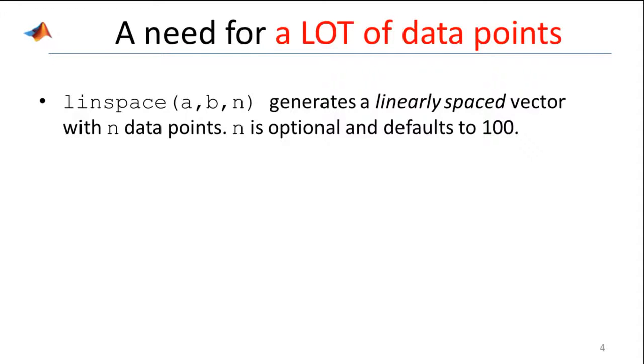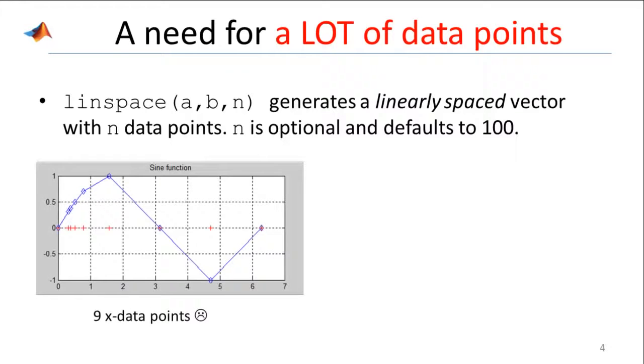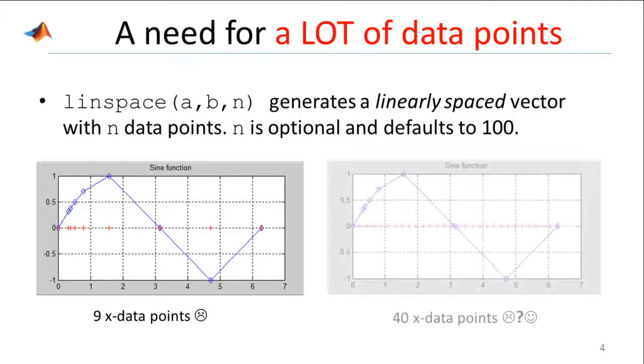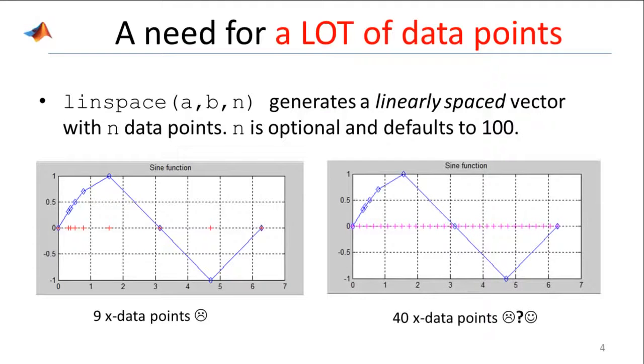So MATLAB offers a function called linspace, which generates a linearly spaced vector with n data points. N is optional, but defaults to 100 if omitted. So, in the example that we just did, by using 9 data points, we started seeing the sine function. Maybe if we used 40 linearly spaced data points, we could see a nice curve.